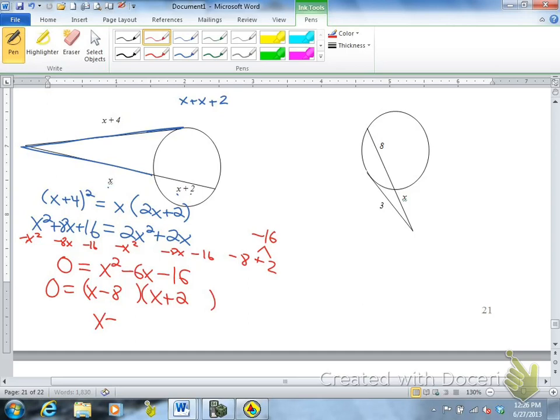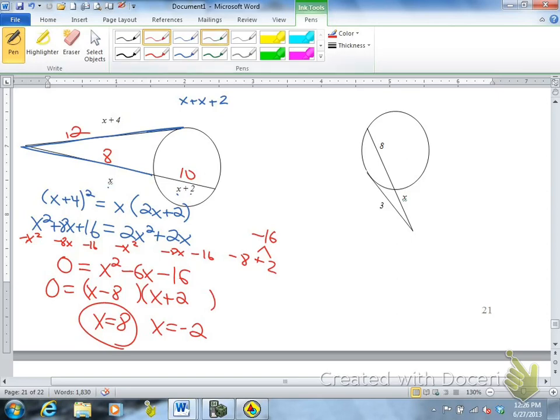And solving that, set both equal to 0. You get x is 8 and x is negative 2. Looking back up here, negative 2 cannot be an answer. Length cannot be negative. So your answer is 8. So that would make this one 12, this one 8, and this one 10. And that is definitely not drawn to scale.